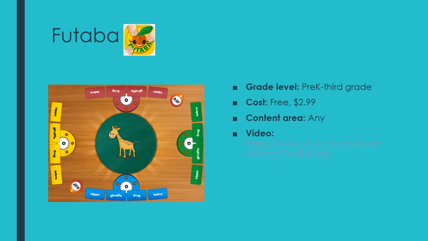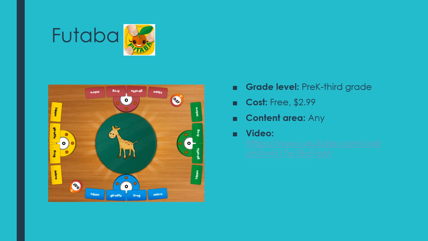The app recommends preschool to 3rd grade. It's free, but if you want some different add-ons, you can pay $2.99. There are preset games in the app, but you can add your own. You can add your own categories and create those yourself with your own pictures, which I think is always really useful in the classroom. And again, here's a video to watch if you want to know more about it.